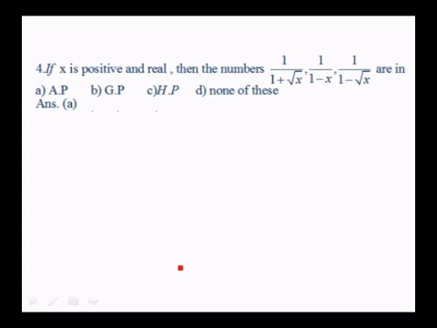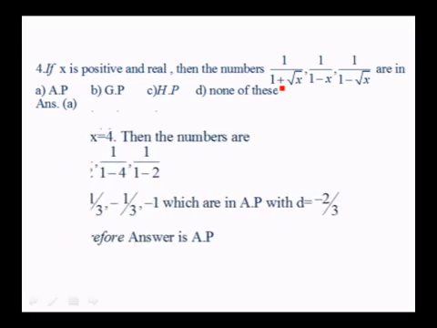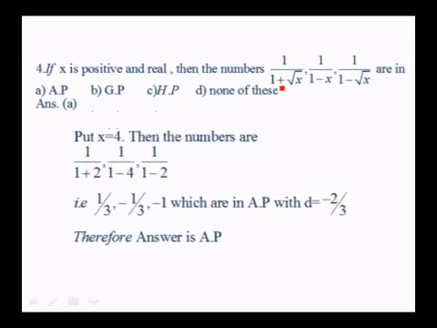A couple of examples. If x is positive and real, then the numbers 1 over 1 plus root x, 1 over 1 minus x, 1 over 1 minus root x are in AP, GP, HP, none of these. So if you consider these three numbers, if you put x equals 1, the second one becomes 0, so let us avoid x equals 1. If I put x equals 4, then the numbers are 1 over 1 plus 2, 1 over 1 minus 4, 1 over 1 minus 2, or 1 by 3, minus 1 by 3, minus 1, which are in AP with d equals minus 2 by 3. Therefore, the answer is AP. So, answer A.